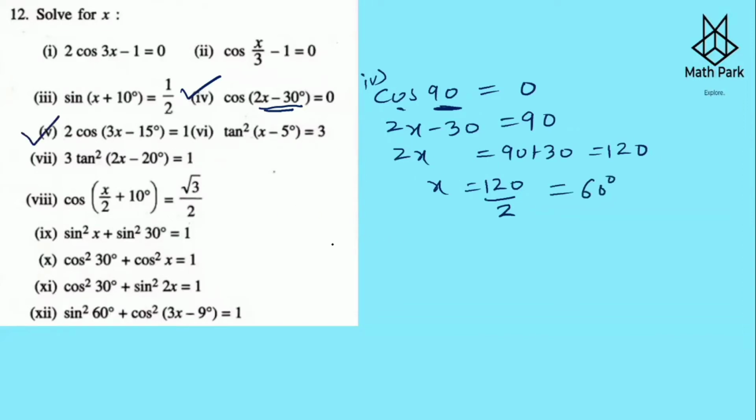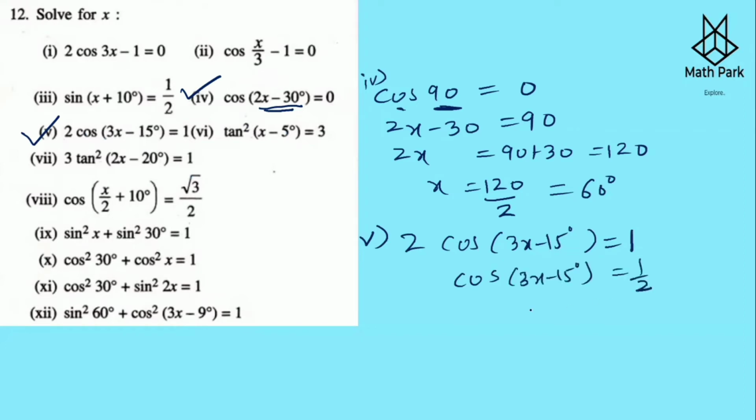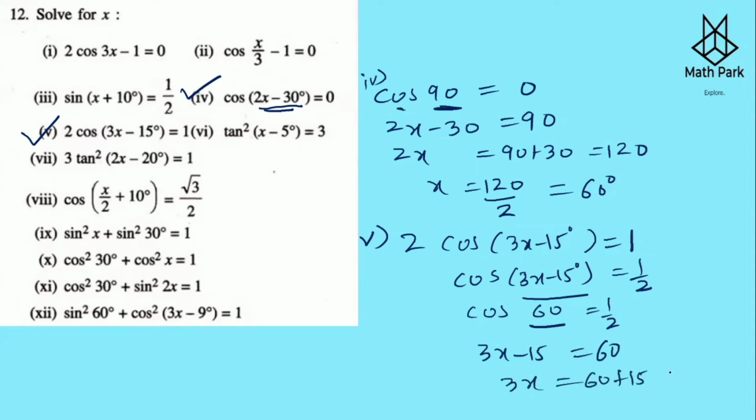Let us do the fifth one. We have 2 cos of 3x minus 15 degree is equal to 1. Let us take this 2 over here. We get cos of 3x minus 15 is equal to 1 by 2. So we know that cos of 60 is equal to 1 by 2. So we get an equation 3x minus 15 is equal to 60 degree. So 3x is equal to 60 plus 15, which is 75 degree. So we get x is equal to 75 divided by 3, which is 25 degree. Okay, the fifth one done.